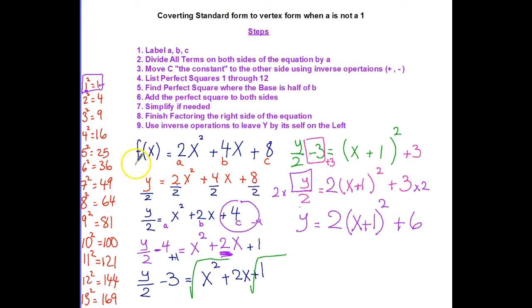Now, since we were given an f of x, most likely the answer will be an f of x. So you can just convert y back to f of x equals 2 times x plus 1 all squared plus 6, where 1 is your h, and 6 is your k, and 2 is your a. So that's your vertex. 1 and 6 is my vertex.